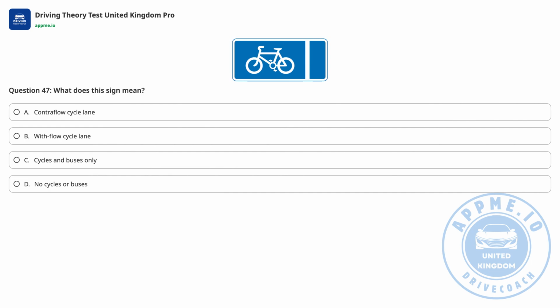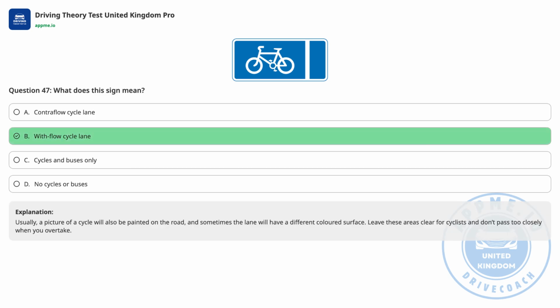Question 47. What does this sign mean? A. Contraflow cycle lane. B. With flow cycle lane. C. Cycles and buses only. D. No cycles or buses. The correct answer is B.